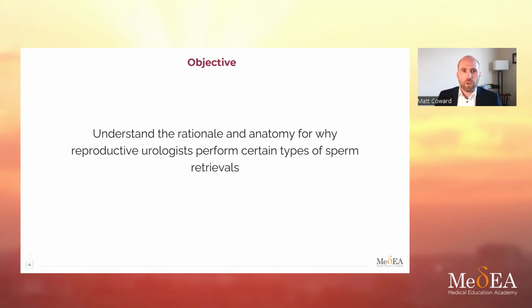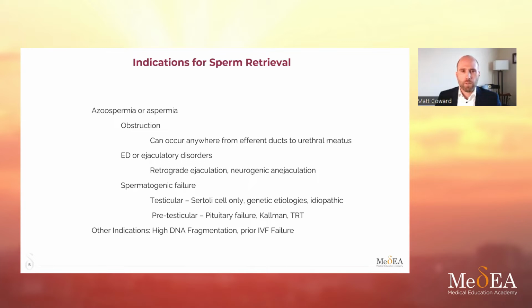The objective of this talk is really to understand the rationale and the anatomy for why a reproductive urologist performs certain types of sperm retrievals. There are a number of indications for sperm retrieval. Primarily, it's azoospermia or aspermia.